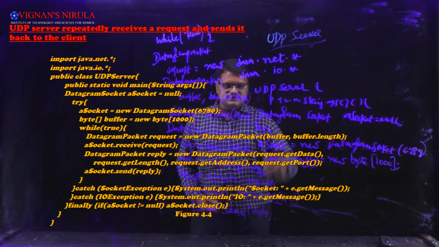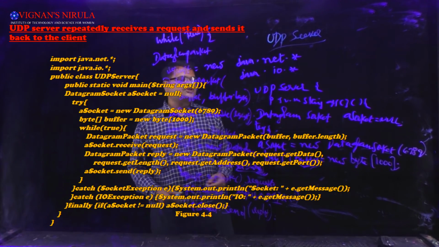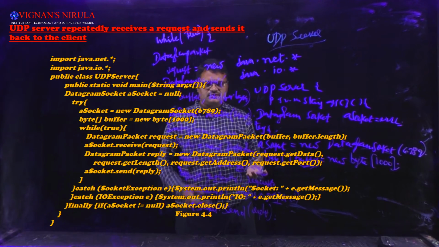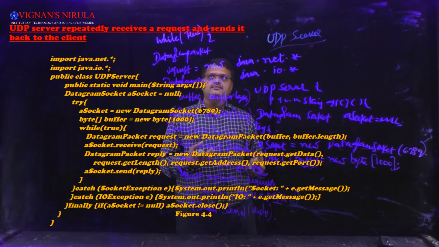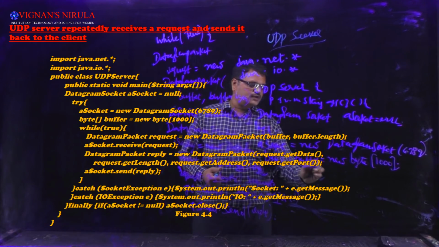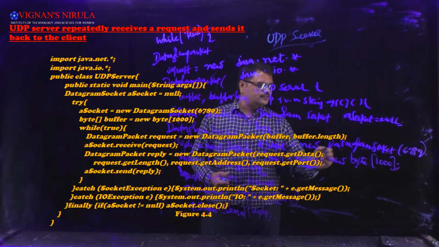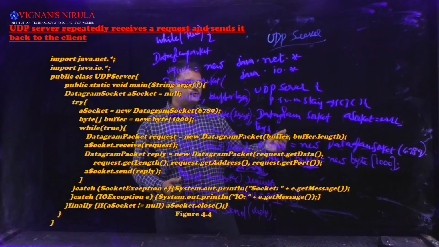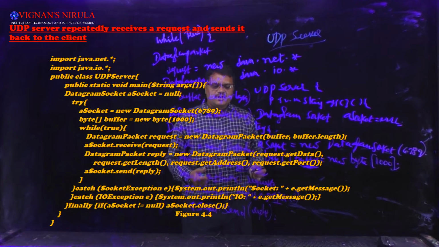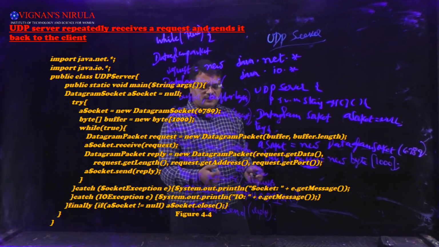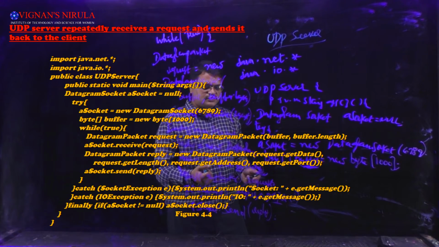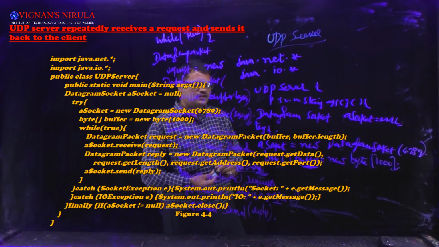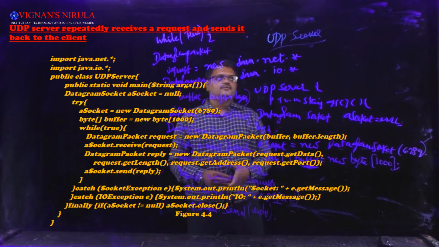Okay, so this is the UDP server mechanism. We create a server where we accept the request and send the reply to the client. We create a buffer where we receive the data, on port 6789, the same port which we used on the client side, and the message is sent in the form of a packet. So it is request.getData, request.getLength, getAddress and getPort, and finally send the reply. Okay, so this is the summary of the UDP server.